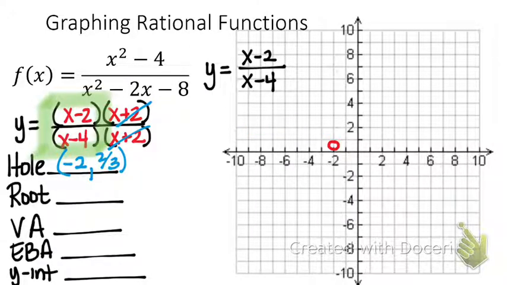So our roots, if x minus 2 equals 0, we get positive 2. Put a point at 2, 0 on the x-axis. Your vertical asymptote comes from your denominator. So what is that going to be? X equals what? Where's your vertical asymptote going to be? X equals 4. Let's go ahead and draw that in.